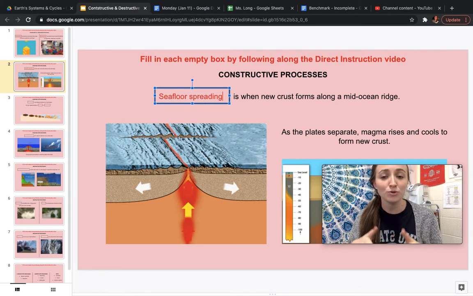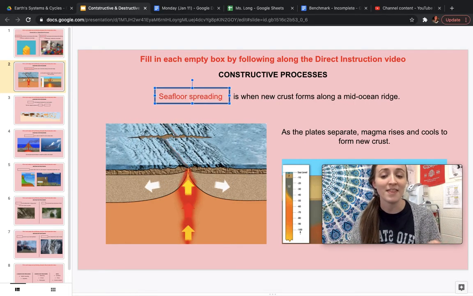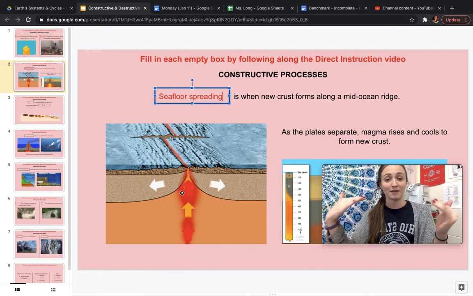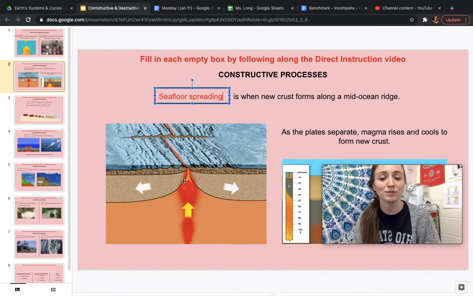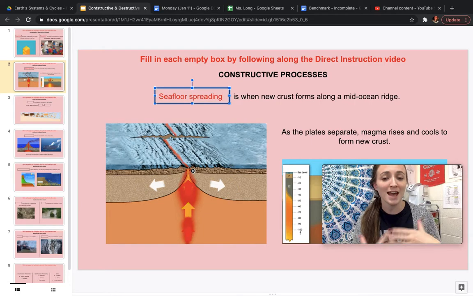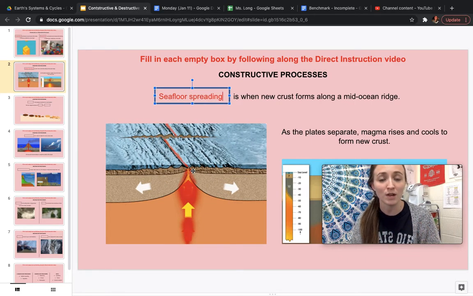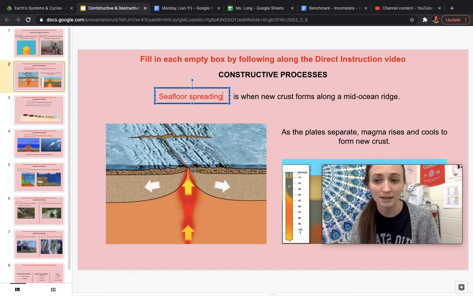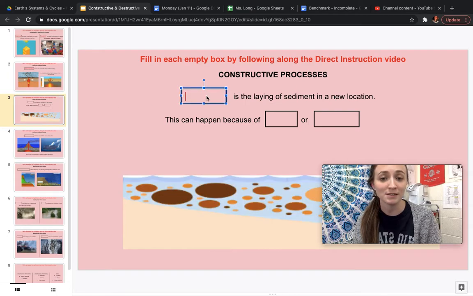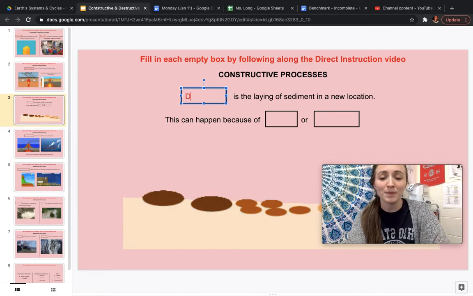It's when those two plates are going to separate or spread in the sea floor, and that hot magma is going to come up from the crack that's going to be created after they separate, and that magma is going to cool and harden and become a nice rock at that mid-ocean ridge. So since we're creating rock, we're making new crust, we are building up landforms, so this is going to be a constructive process.